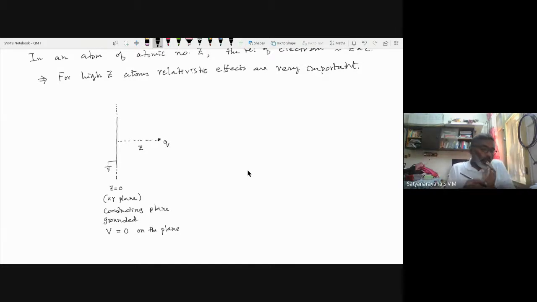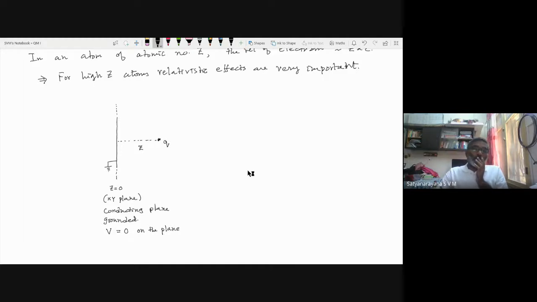And now I want to ask a question. Of course, in electrostatics, you would solve a problem of what will be the potential in the region z greater than or equal to 0. What is the potential in this region? So these are some questions that you solve in electrostatics.